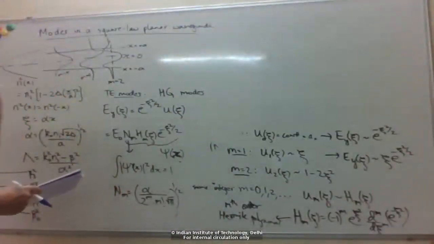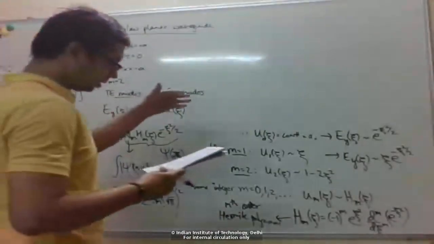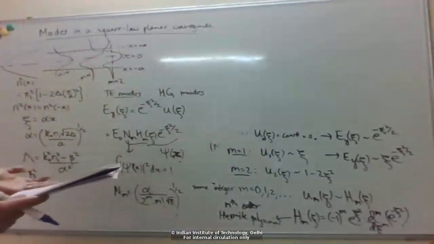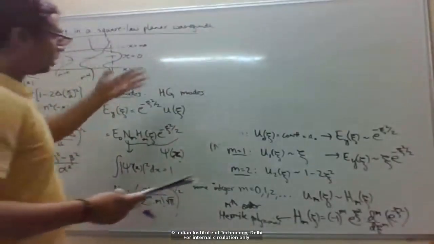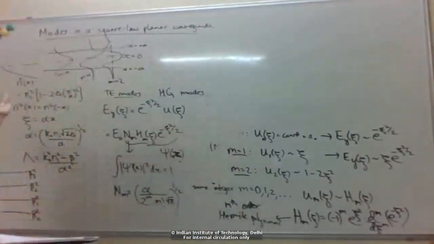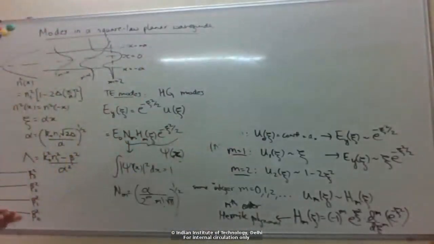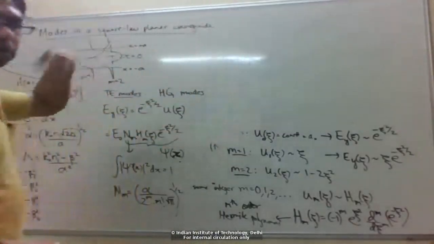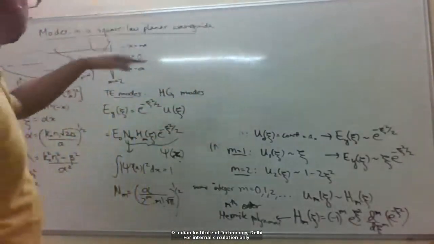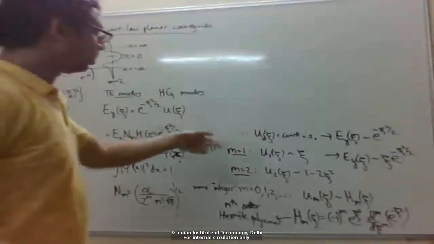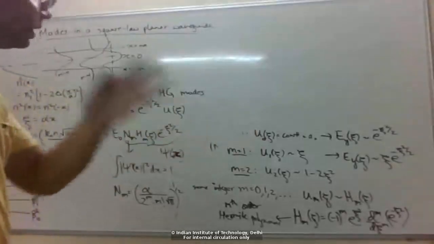So we saw here, I just erased that, that the effective index, which is basically beta over k naught, is a decreasing function of m, again like when we saw for step index. This is true in general for any waveguide. The lowest order mode has the highest propagation constant, or the highest effective index, close to the maximum value of the core. And then for higher order modes, the effective index keeps decreasing.